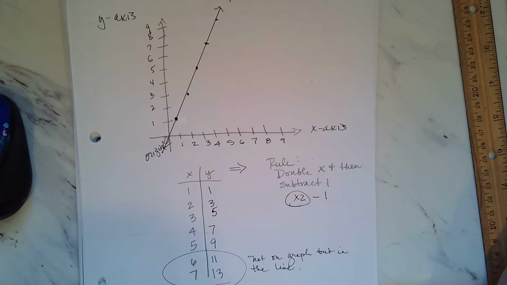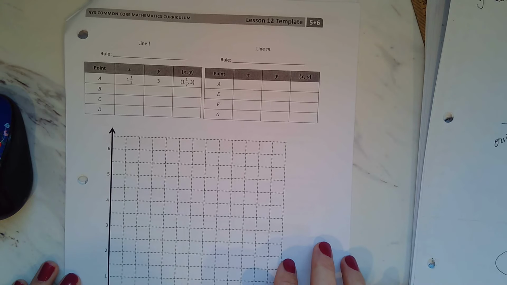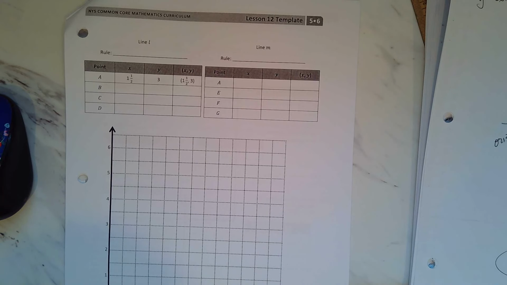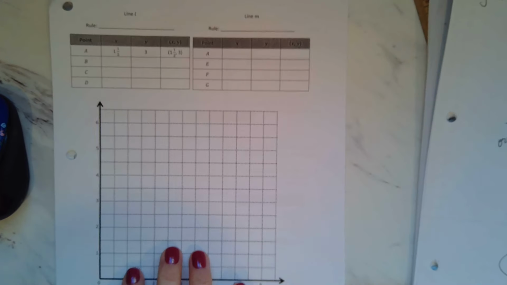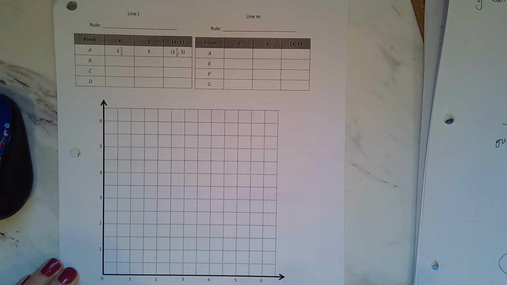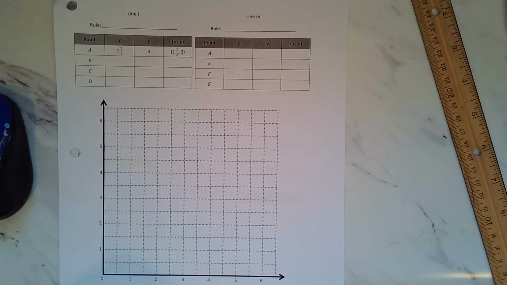When you come back for concept development of Module 6, Lesson 12, you are going to need your packet, and we're going to be looking at this page here. It says page 191 at the bottom. This is our template we're going to be working with. So go ahead and make sure you have everything. If you want to grab some colored pencils, go ahead and grab those as well.